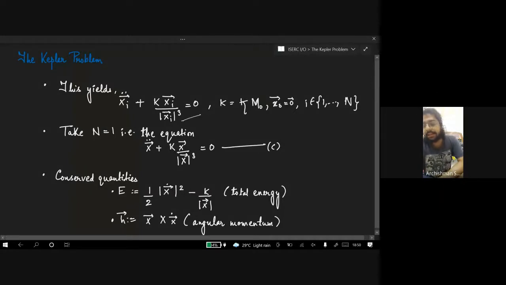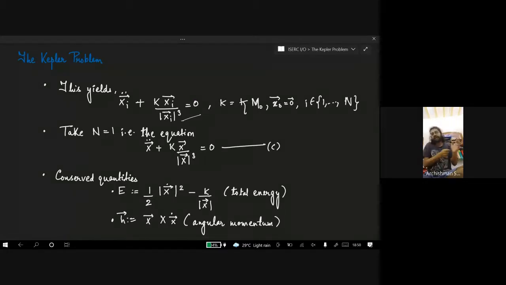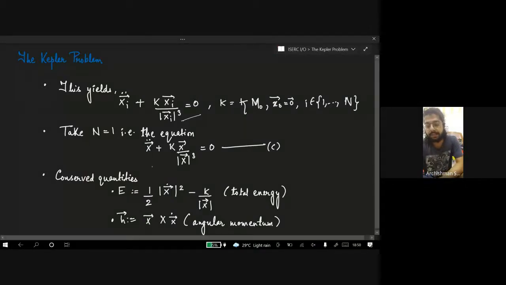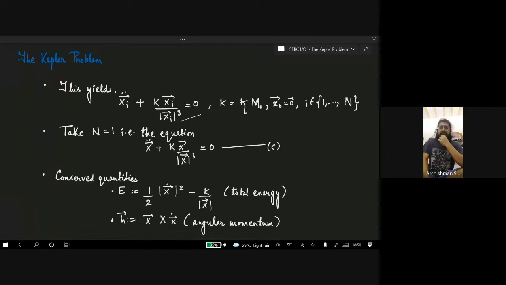And once you write the entire system in this form, these are a system of n differential equations, but all of these systems are decoupled. So this essentially means that you have n Kepler problems which are non-mutually attracting. So I can essentially study one of these equations. I can take a typical equation of the form x double dot plus kx by norm of x cubed equals 0. And this is the fundamental equation that we'll be concerned with.